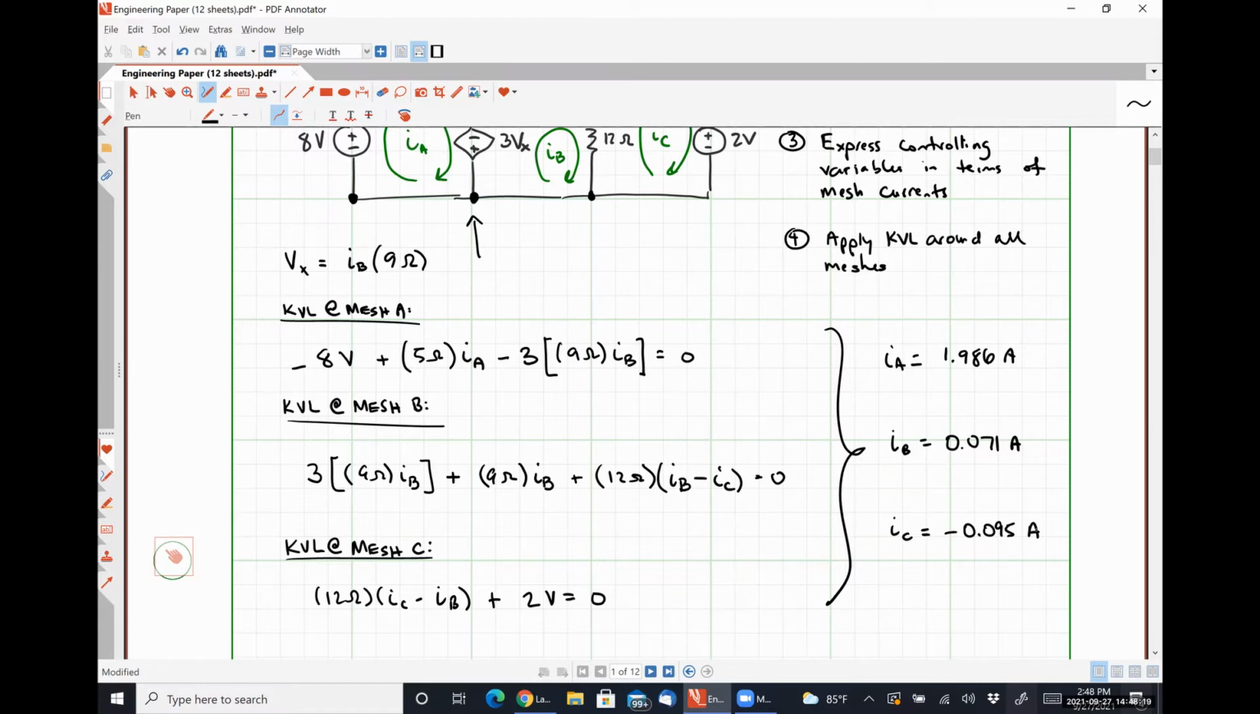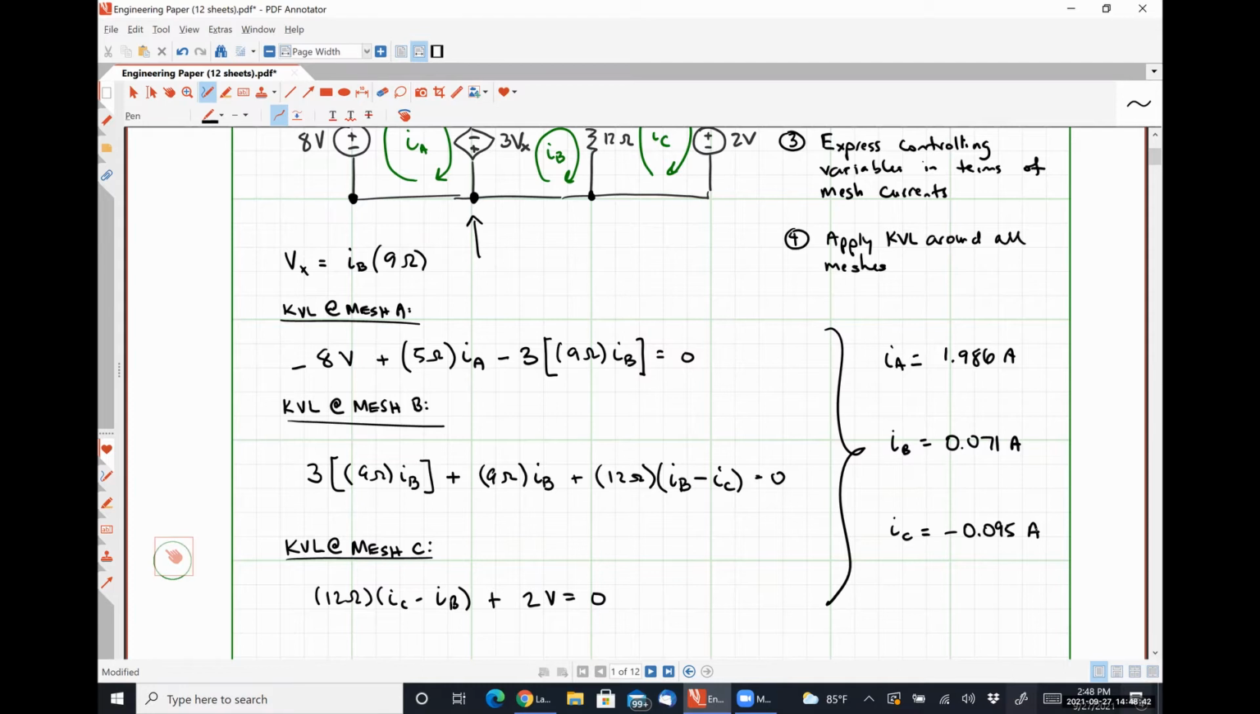Everybody gets something different. It's always a possibility I typed something into my calculator incorrectly. What did you get? For IB, I got -0.0555 amps, and for IC, -0.222. All right, so let me see here.